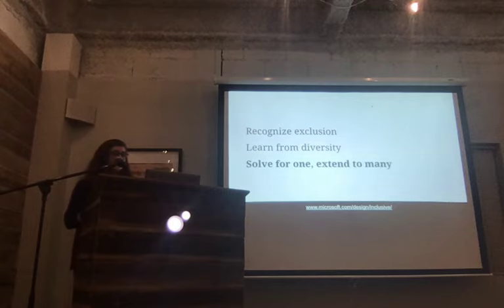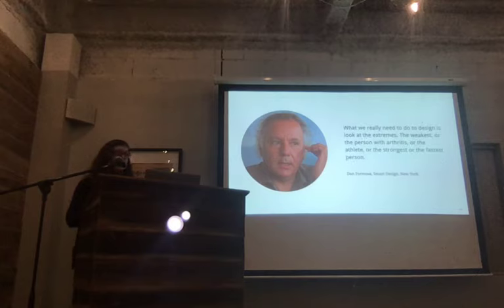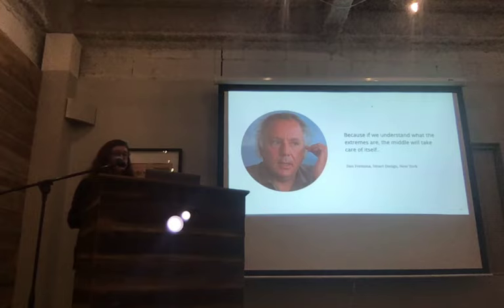And just to go over that last one a little bit more, and to quote another famous designer, Dan Formosa from Smart Design says, "We have clients come to us and say, here's our average customer, for instance. Female, she's 30 to 40 years old, she has 2.3 kids, and we listen politely and we say, well, that's great, but we don't care about that person. What we really need to do to design is to look at the extremes, the weakest, or the person with arthritis, or the athlete, or the strongest, or the fastest person. Because if we understand what the extremes are, the middle will take care of itself."